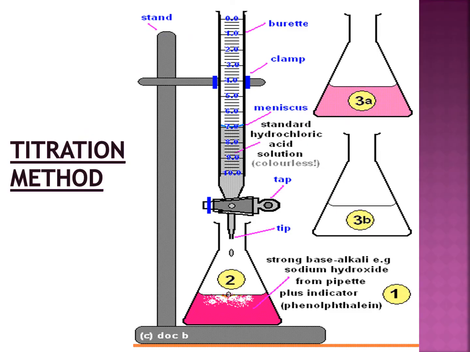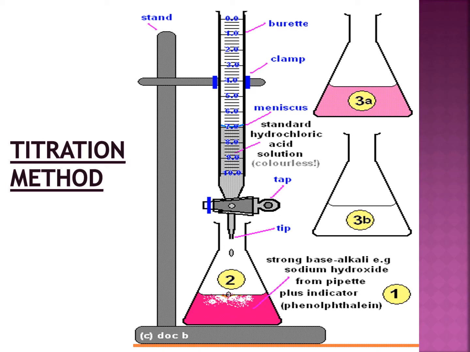Now students, look at this diagram. The process shown is the titration method. In the titration method, we will add an acid from a burette into a conical flask which contains the alkali, which is colored by 2 to 3 drops of a suitable indicator, which is phenolphthalein. The alkali is accurately measured out by using a pipette.